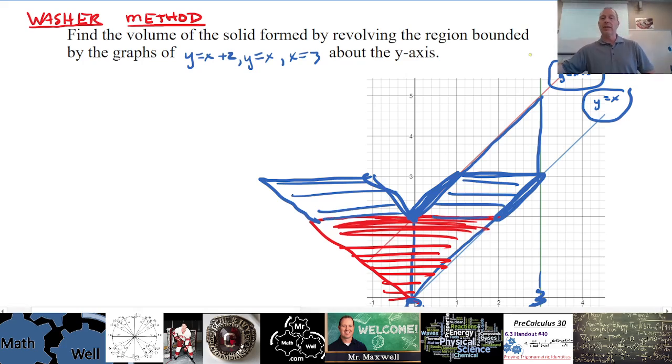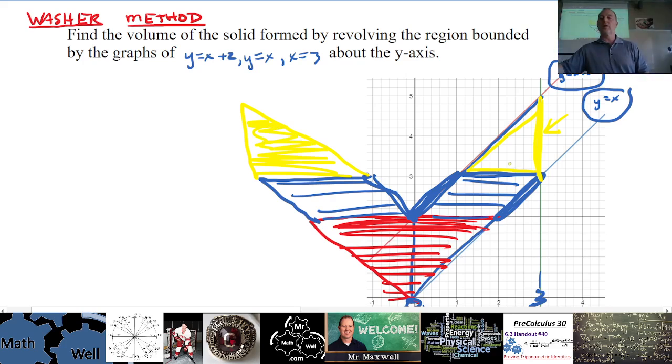Part number 3 is going to be in yellow, which might be a little difficult to see with all the lights on, but here's part number 3. You see that? Because I have different functions yet. I have x equals 3 on this side as the far function, and I have y equals x plus 2 as the near function. So we have to do washers for 3 different sections. You can turn the lights off if that's easier for you. So the washer method is going to be 3 different integrals that we have to add up all together.